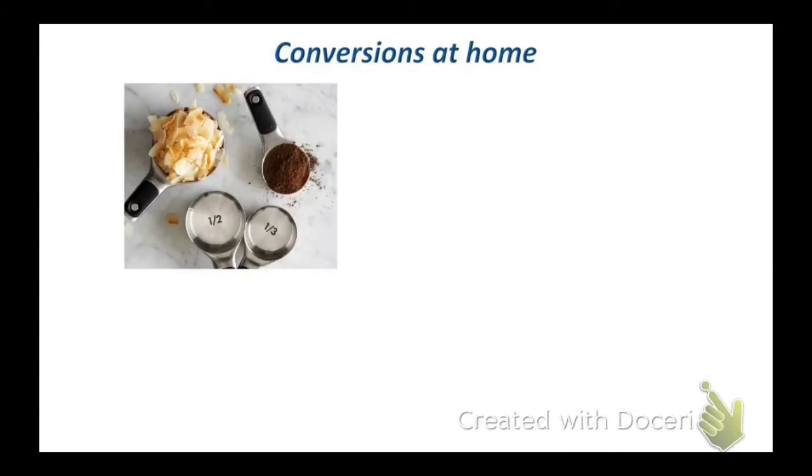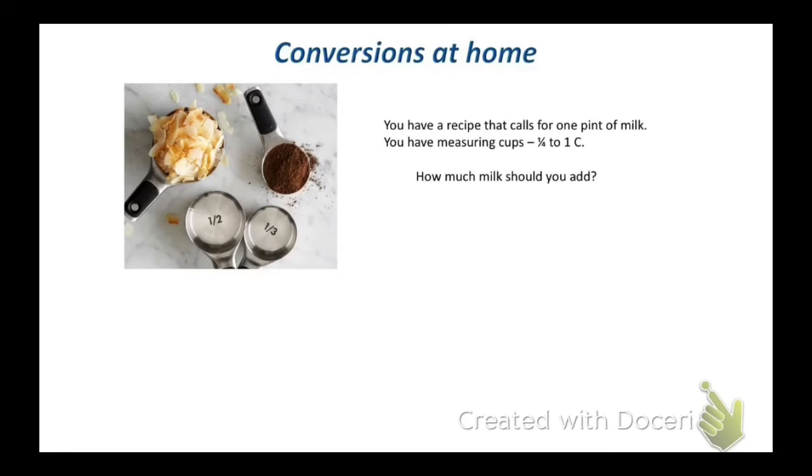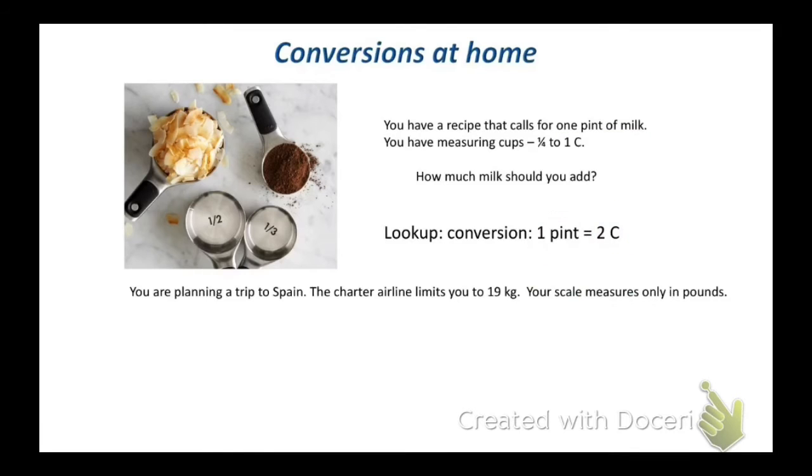Let's look at some conversions at home that you're probably familiar with also. For example, if you have a recipe that calls for 1 pint of milk and you only have measuring cups, like 1/4 to 1 cup, you've got to figure out what a pint actually is. So the first thing you want to do is think about how much milk you need to add, and then look up in a conversion table, and there you'll see that 1 pint actually equals 2 cups. So for your recipe where it calls for 1 pint of milk, you're going to be adding 2 cups of milk.